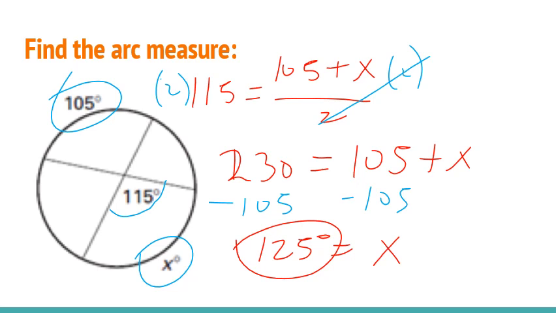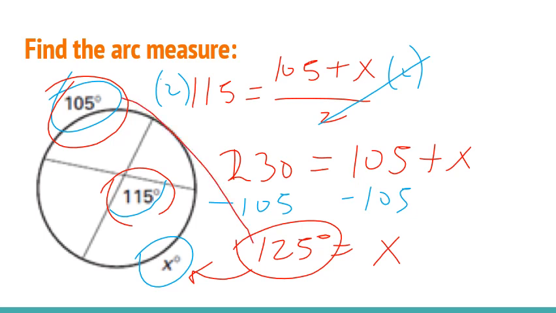Now, a quick way to check our answer, I just want you to compare the answer we got and then the angle in the middle and then this other angle. Notice that 115 is exactly in the middle between these two arc measures. And that's what we want. It should be a number that's right in the middle of those two arc measures because that's what the average is.